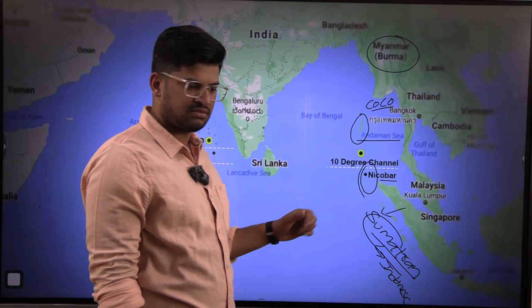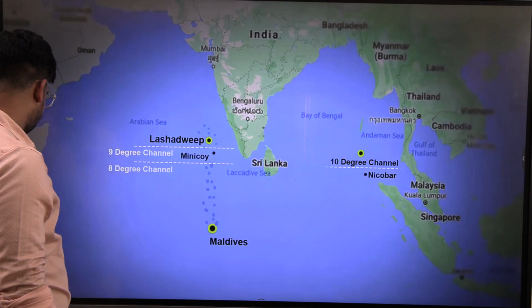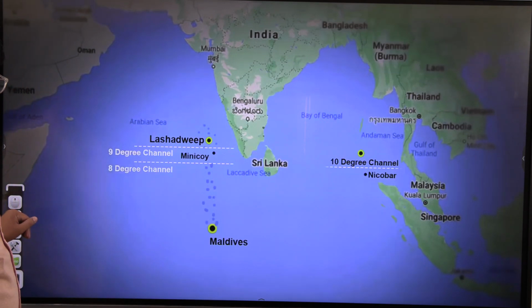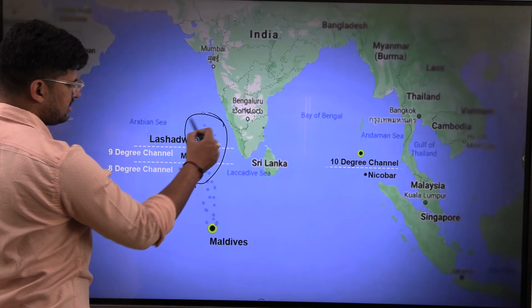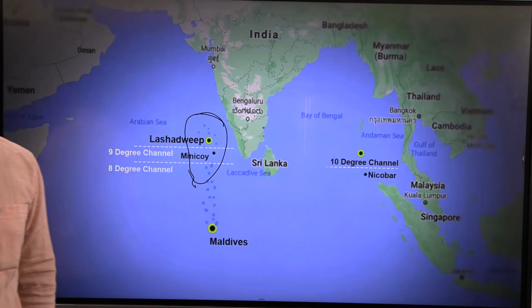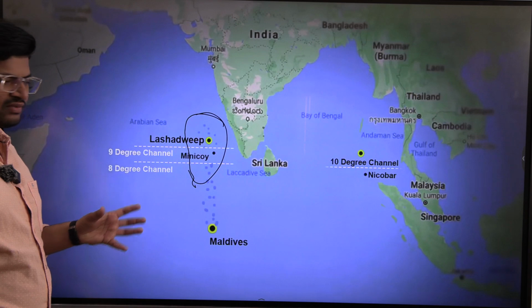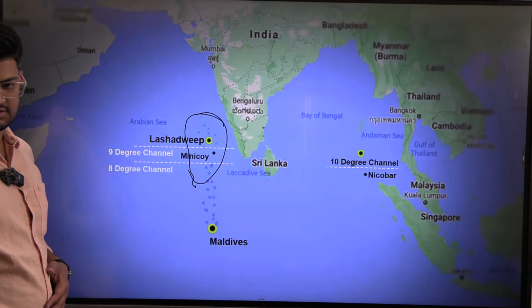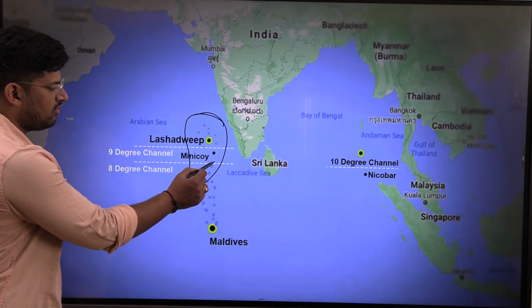Okay. Clear? Andaman Nicobar. We will discuss this in detail in Indian geography, islands. As of now, this is enough related to map pointing. Then you know that in the Arabian Sea we have the Lakshadweep Islands. So this main group of islands are the Lakshadweep Islands, and down south of the Lakshadweep Islands you have Minicoy.